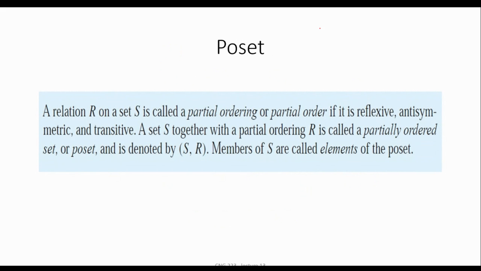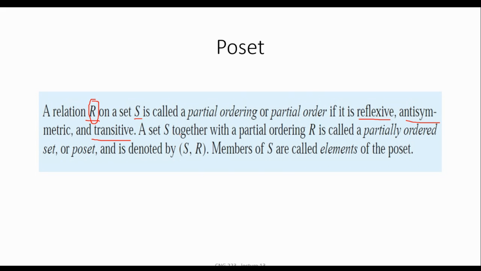So the next thing I really want you to know about is related to posets. Poset, what do we mean by that? A relation R on a set S is called a partial ordering or partial order if it is reflexive, antisymmetric, and transitive. You already know about relations. We talked about it, and you already know about these properties. It's not hard to understand this definition. So a relation with these properties, we call it a partial ordering.